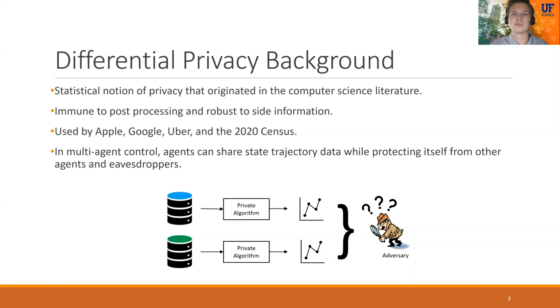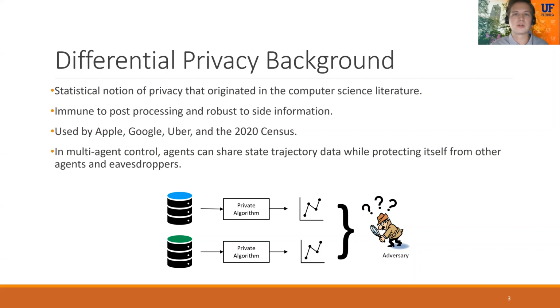Differential privacy is used by several large companies such as Apple, Google, and Uber, and it is also being used in the 2020 census. So the odds are most of you listening to this presentation have used differential privacy in your day-to-day life. Using differential privacy for multi-agent systems allows agents to share trajectory data with other agents in a network while protecting their data from other agents and eavesdroppers.